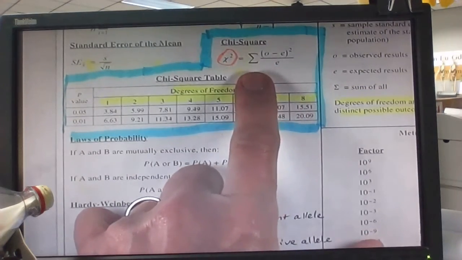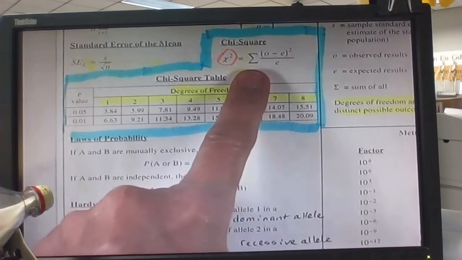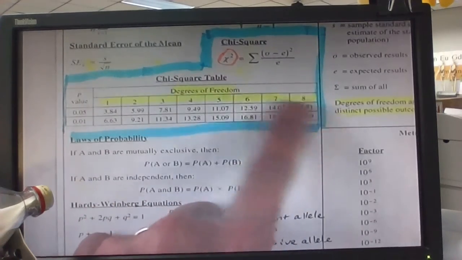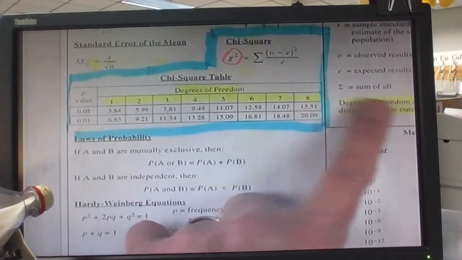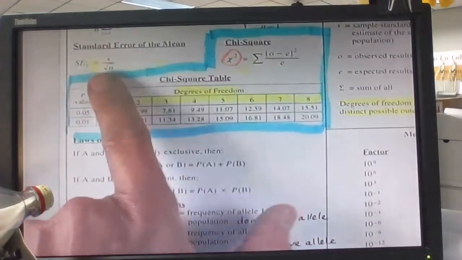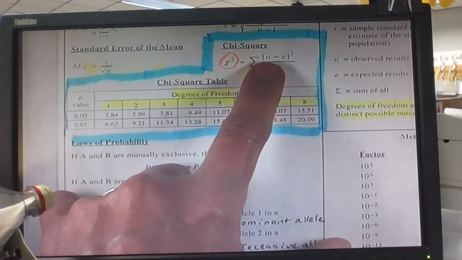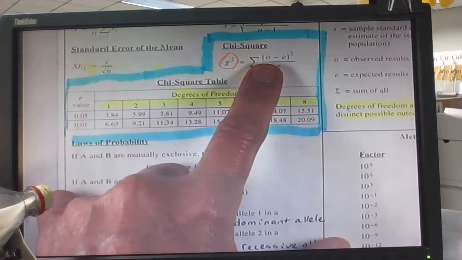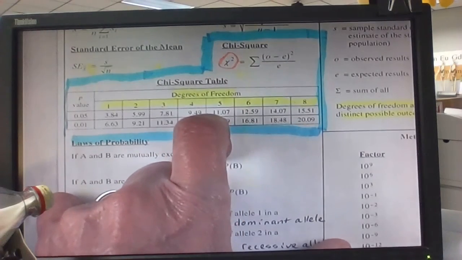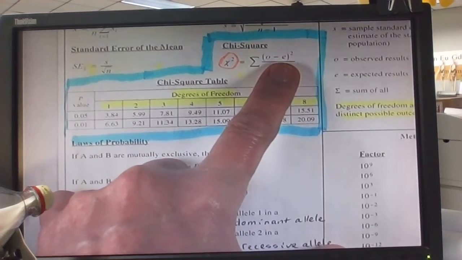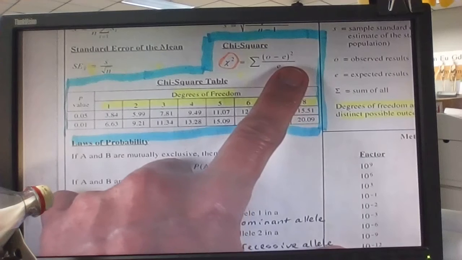So here's the formula that we're going to use. What does the big weird looking E stand for? How do you know that? It's right on here. So if you forget, it's right here. The big weird E in any of these formulas means the sum of all. What does the little O represent? Observed results. What does the E represent? Expected results. So we expected how many heads? We expected how many tails? Those are your expected results.